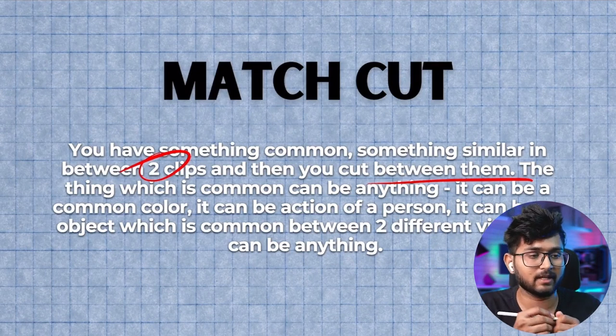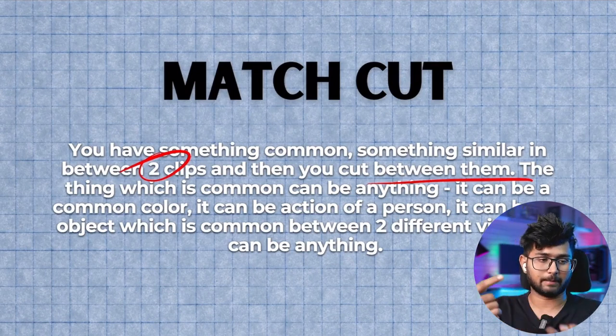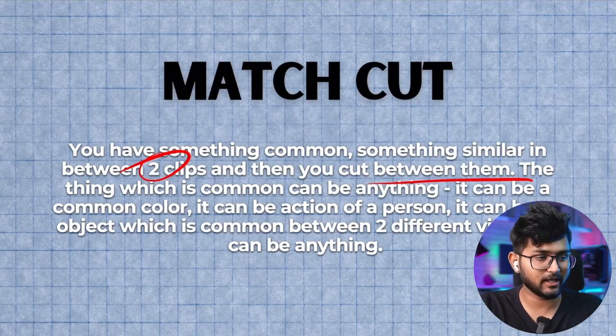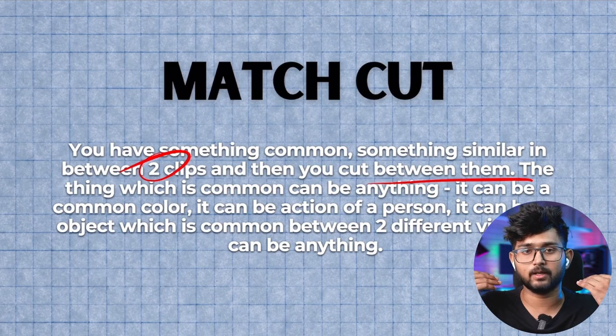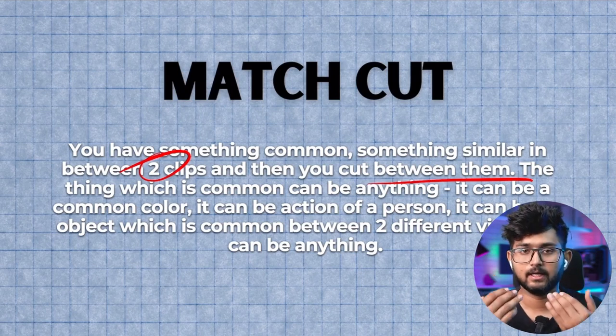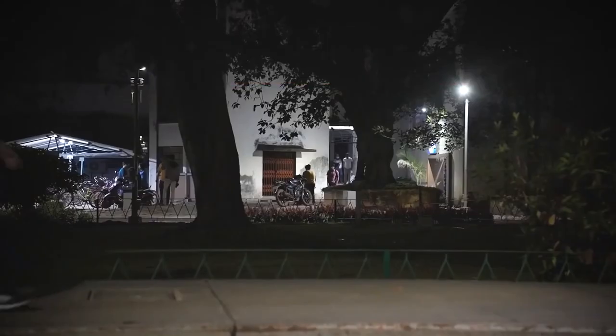The thing which can be common can be anything. It can be a common color, it can be a common person, it can be a common object which is common between two different videos. It can be literally anything. It can also be common movement, right? And this is the example.